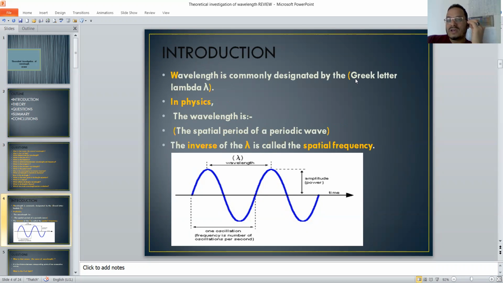Let's know who the Greek letter lambda is and why we always use this letter, lambda. This lambda belonged to this physicist. His name was a Greek letter lambda, because of that we say lambda. In physics, the wavelength is the spatial period of periodic waves. That means, let me explain that, the distance between 2 points belonging to the same type.